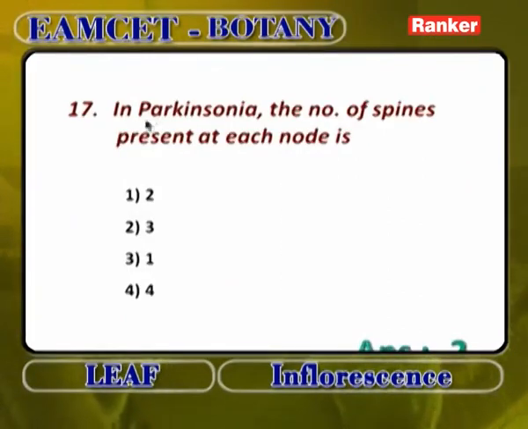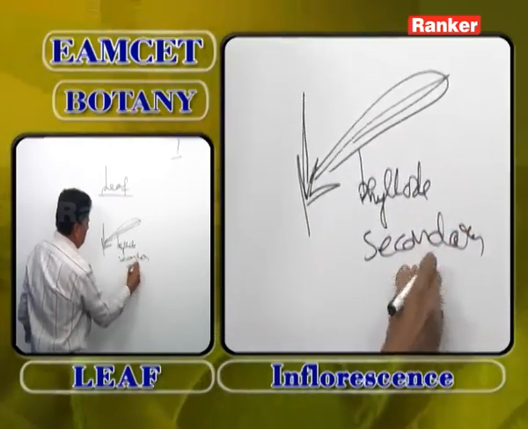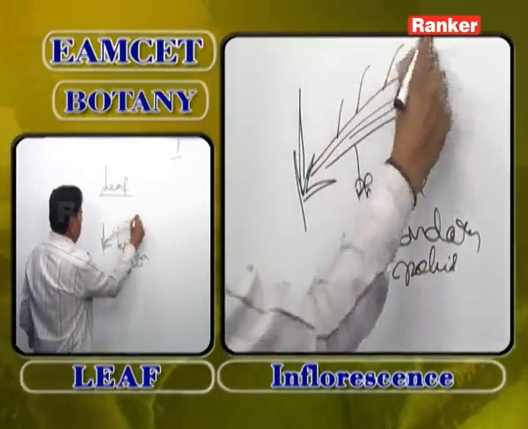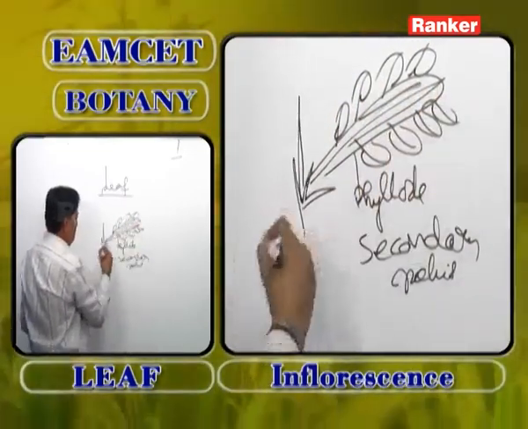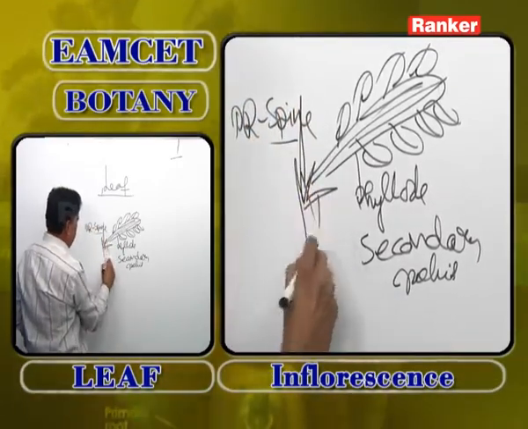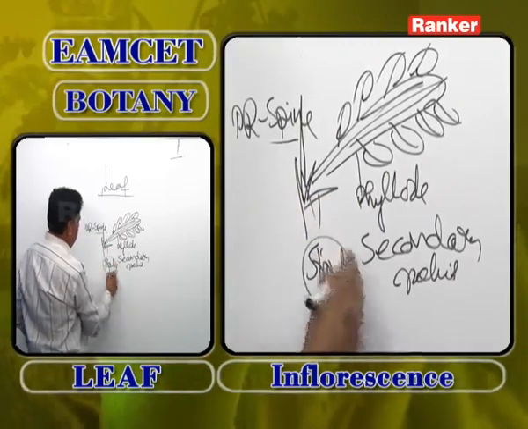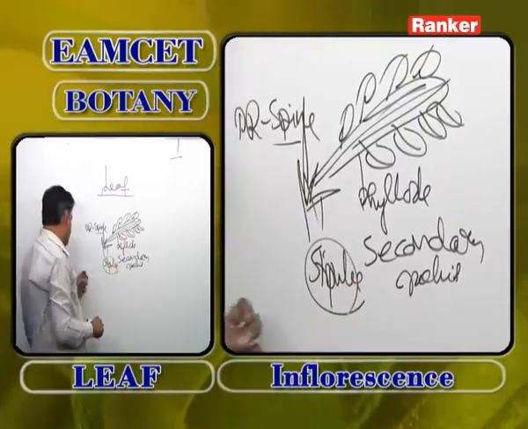Parkinsonia, the number of spines present at each node. This is the Parkinsonia plant. Parkinsonia shows phyllodes. Phyllodes is modified from the secondary rachis. On both sides of the phyllodes, leaflets will be there, but ultimately leaflets fall off. Ultimately, phyllodes perform photosynthesis. Primary rachis becomes a spine. Stipules also become spines, so 2 stipules become 2 spines. Primary rachis becomes 1 spine.